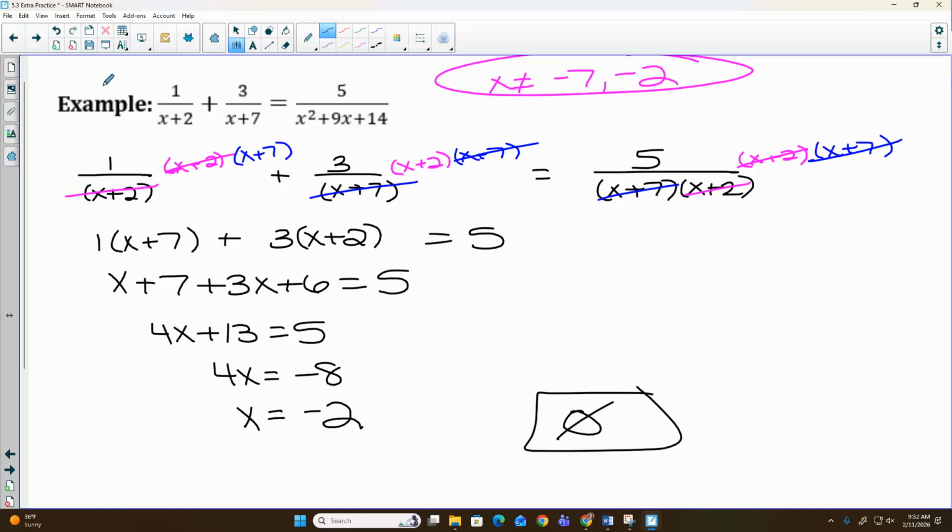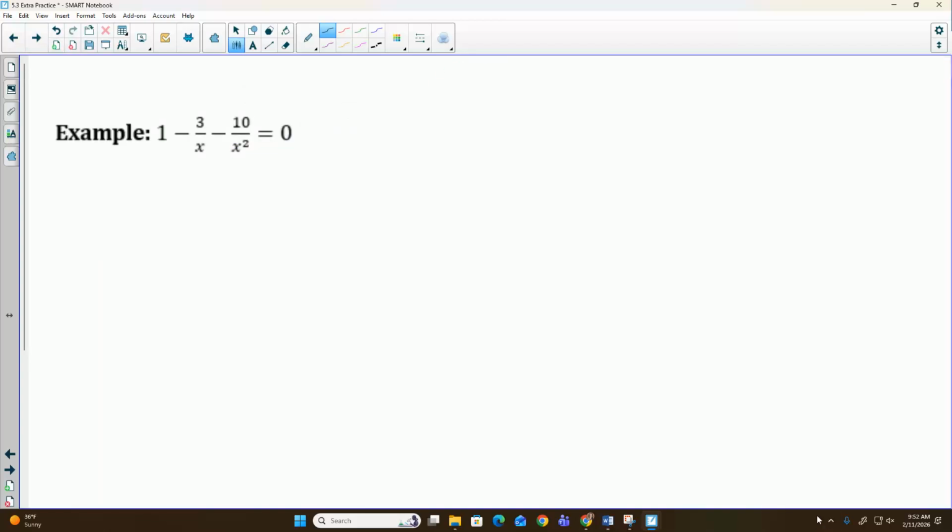Why don't you guys try this one? X can't be 0. Okay, so if you multiply everything by x, maybe I have enough room up here. Every single term gets multiplied by it. That cancels this denominator and one of the denominators here.